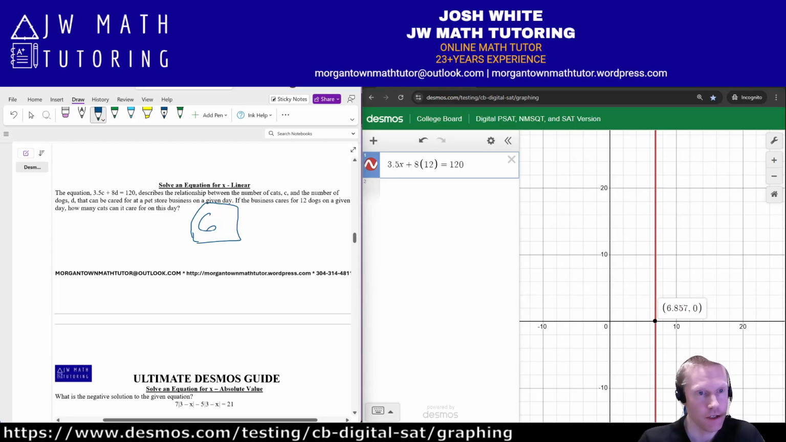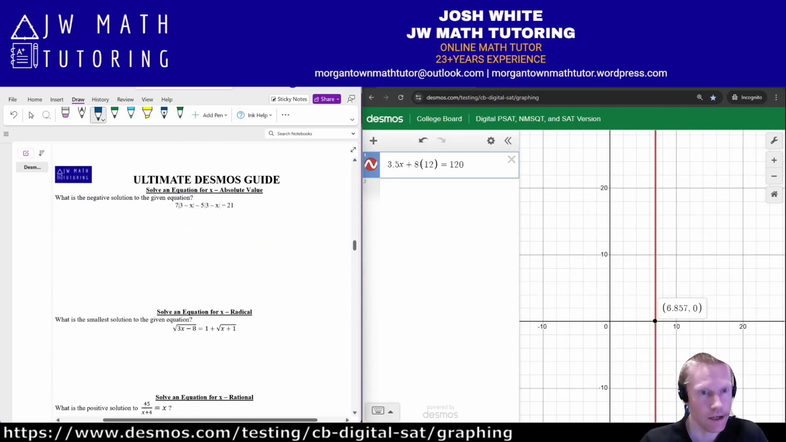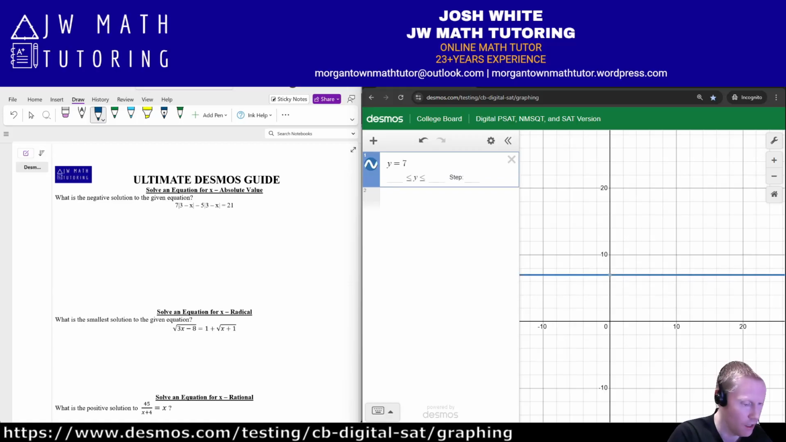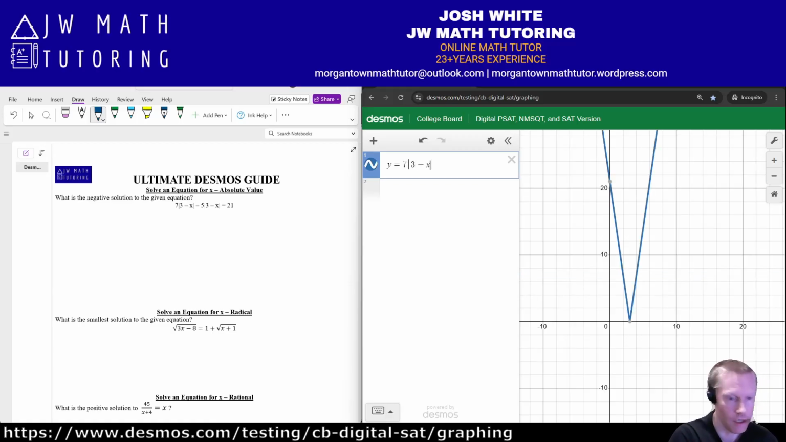Just worry about if you're given an equation with two variables and they tell you what one of the variables is, which in this case is 12, being able to solve that by just typing it into Desmos and getting the answer. All right, next let's look at an absolute value equation. So here's a problem. This one I am going to go back to using method 1.